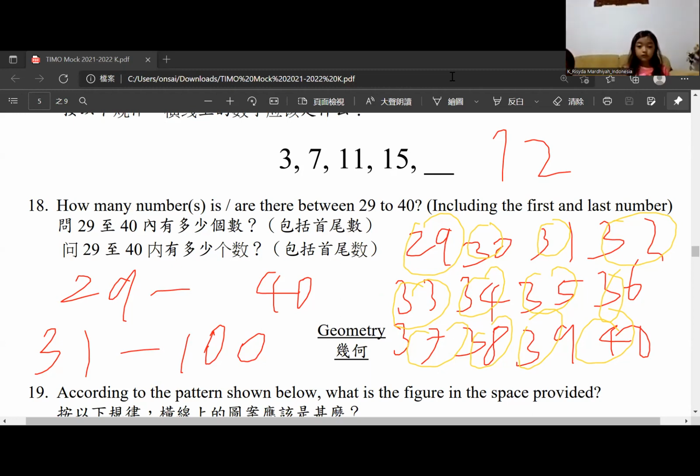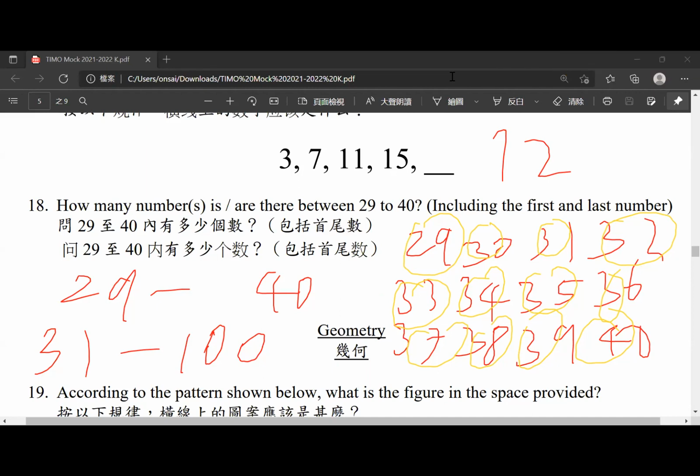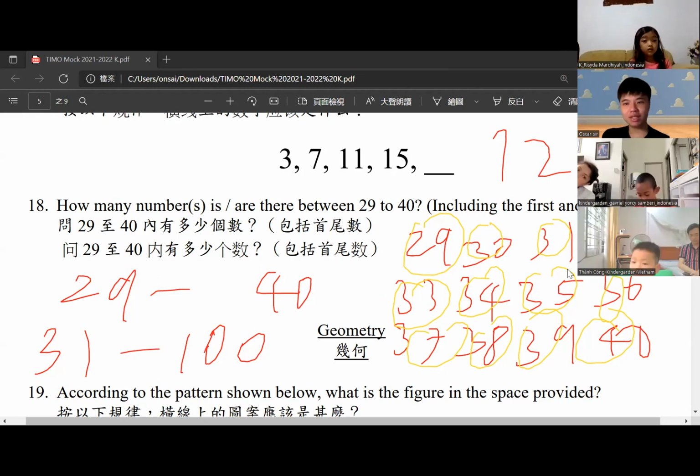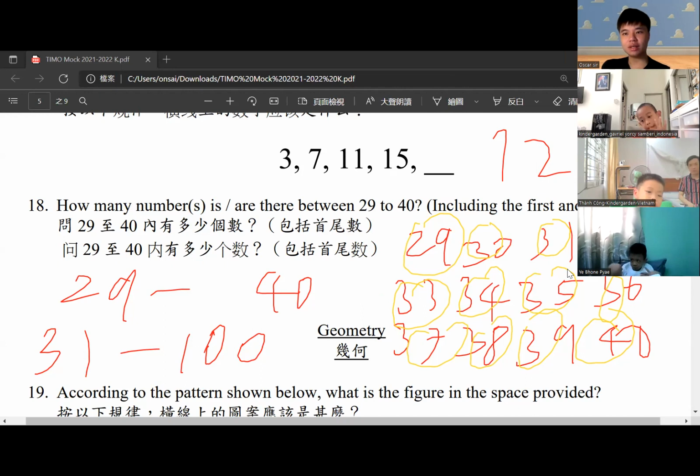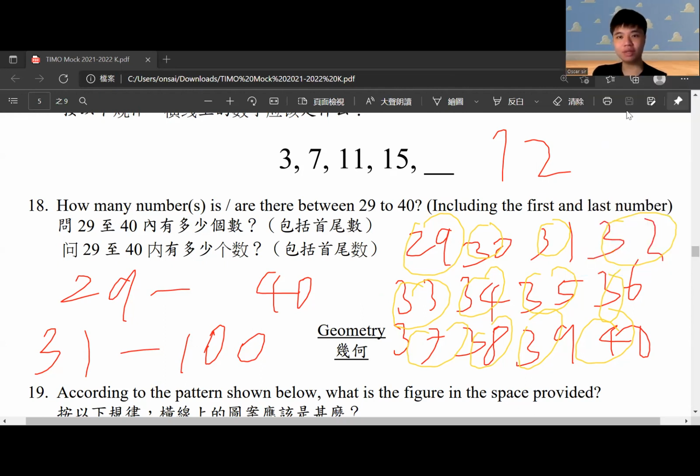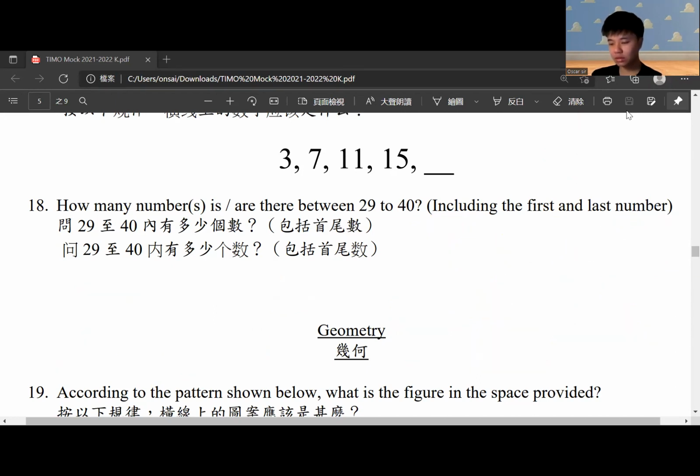So, go back to the question. We are not encouraging to use the method to count the numbers one by one. This is not a very clever way. Actually, we can solve it with a formula. We just need to do 40 minus 29, and then finally we plus 1.